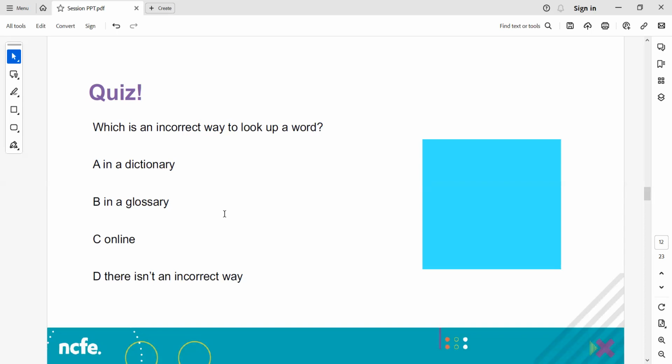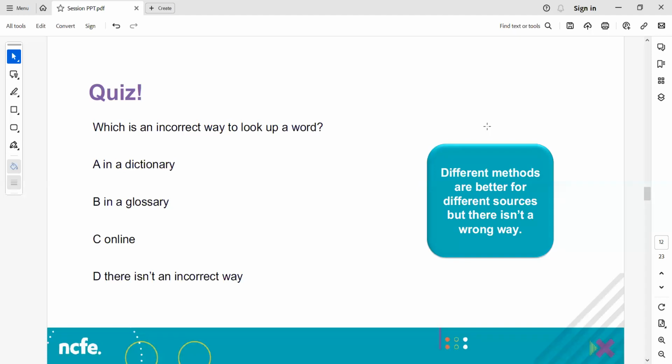The answer is D. There isn't an incorrect way. However, you can look up the word. That is fine. So it depends what you need to do. Sometimes it might be better to look in a dictionary or a glossary, but any way that helps you to understand, that is fine.